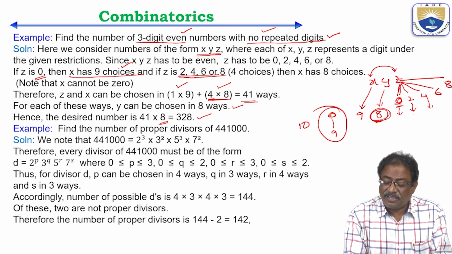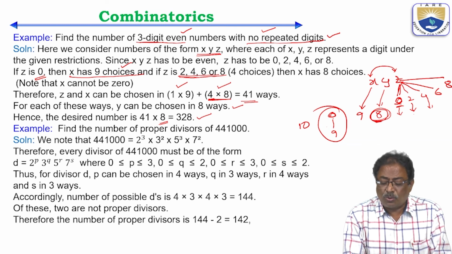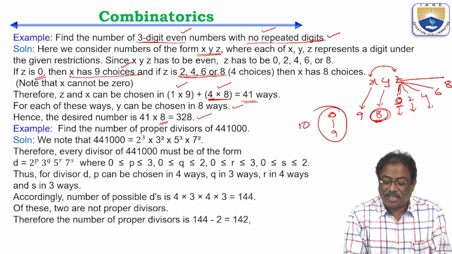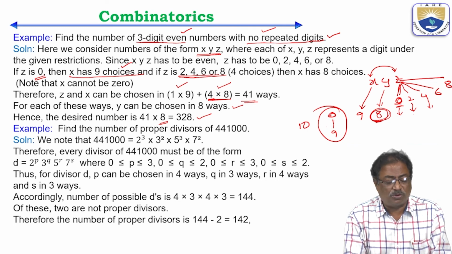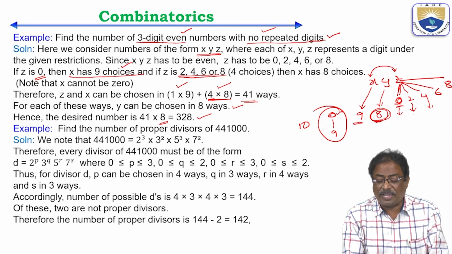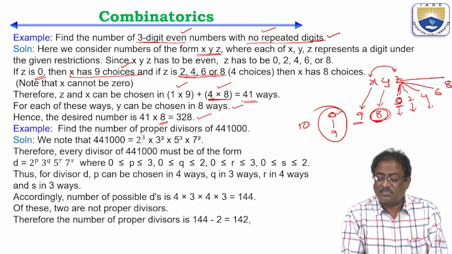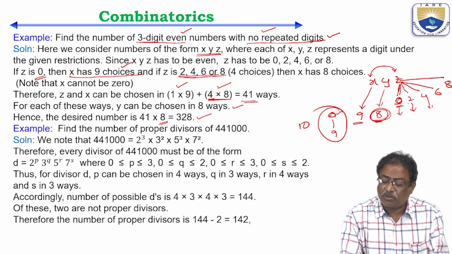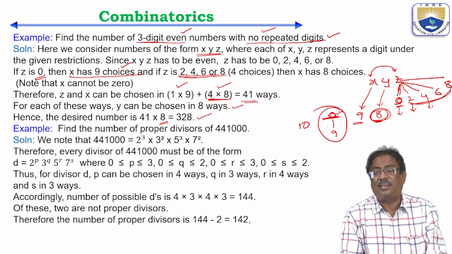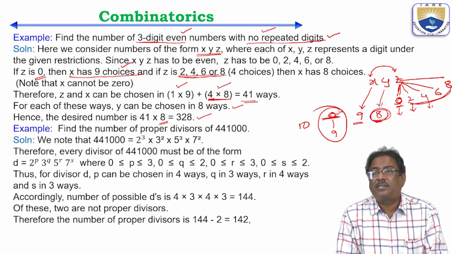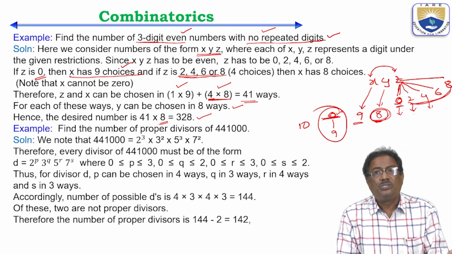So here, if I am going to select only 0, I can select only 8 possible ways. So x can be other than 0, so I can select 9 possible ways. The remaining values, I cannot select 0, because if I am selecting 0, it is only a 2-digit number. So always I am not going to select 0.